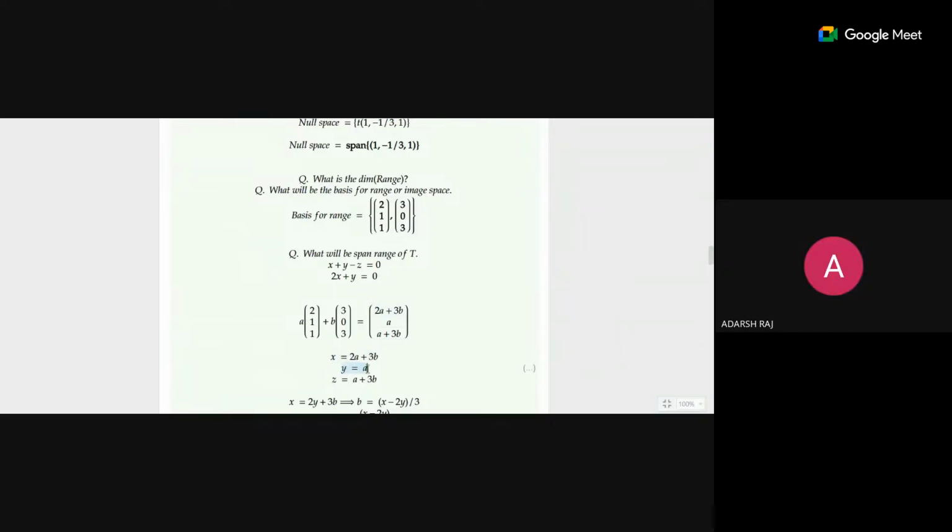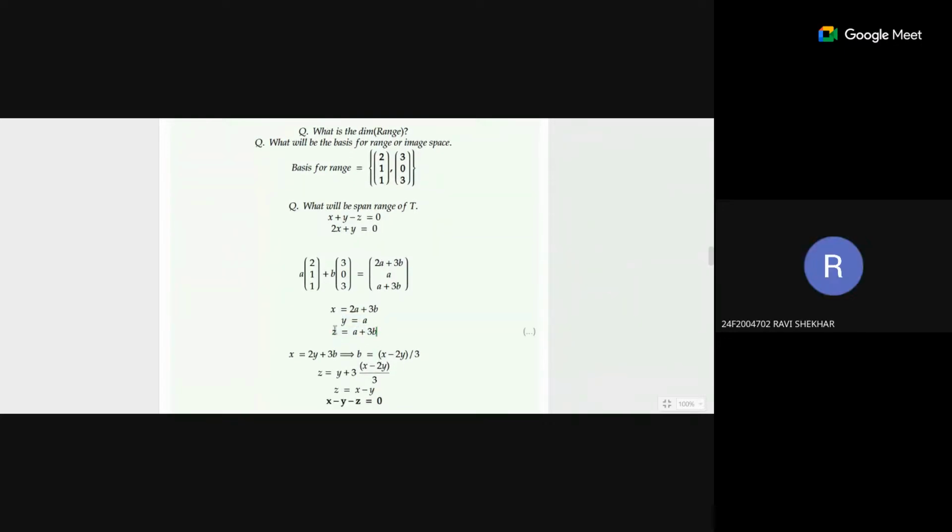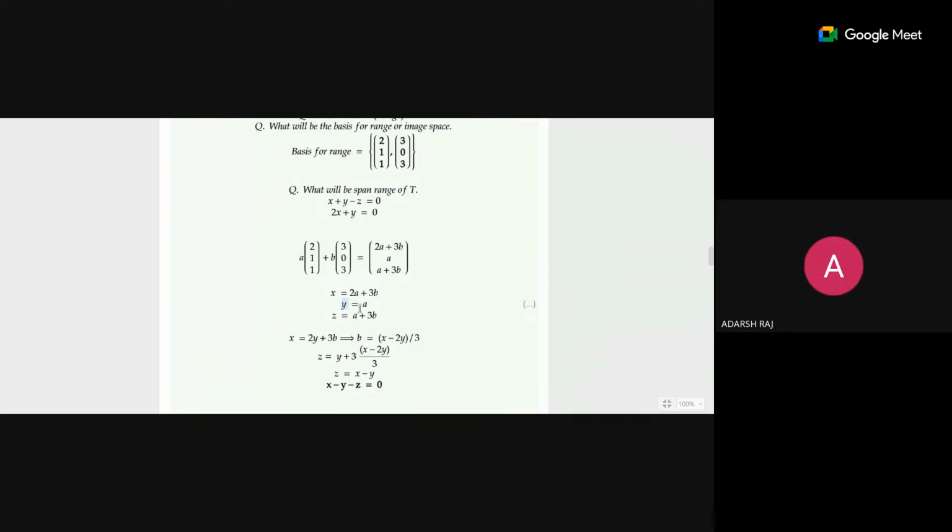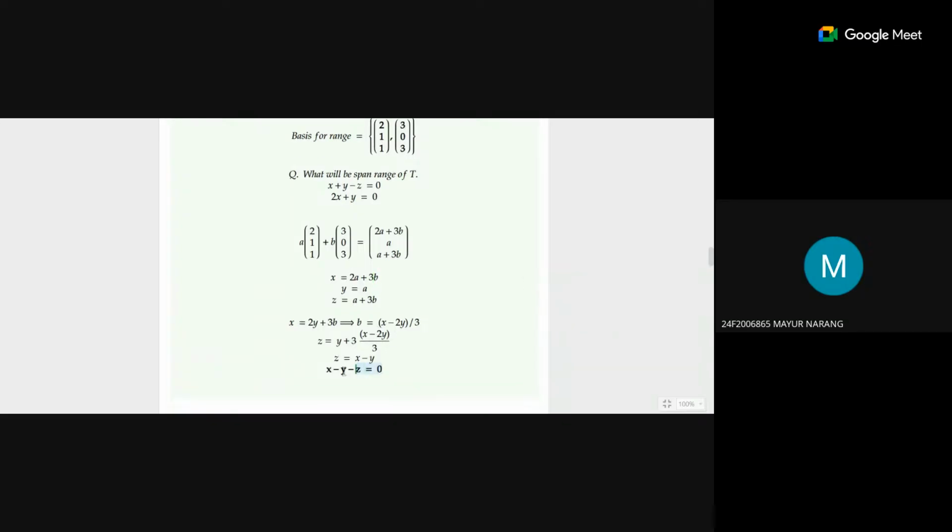y is equal to a, and z equal to a. We can substitute the value of a into y, and here we can also substitute the value, and we get the plane. So the span of these two vectors is just a plane in R3. If you want to span a plane in R3, we just need two linearly independent vectors.